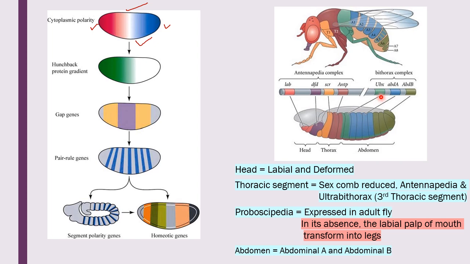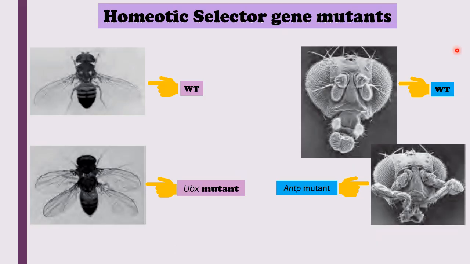So in this figure, you can easily understand which homeotic gene affects which segment in Drosophila based on the color code which is provided. For example, sexcom reduced, which is in orange color, affects the T1 segment, which is also marked orange in color. So this overall slide shows how homeotic genes are important in determining the identity of each and every segment in Drosophila. So now let's discuss some of the homeotic selector gene mutants.